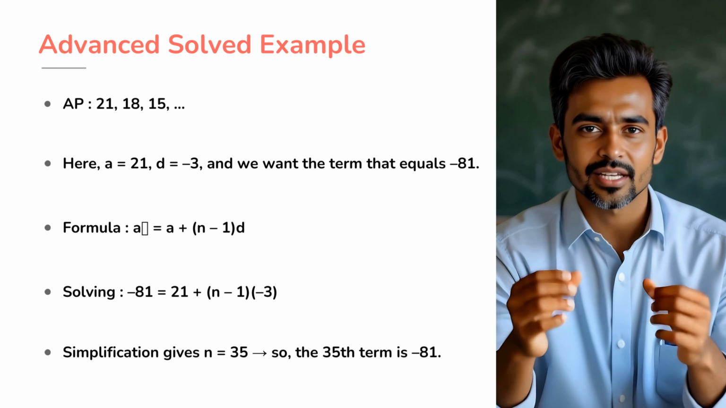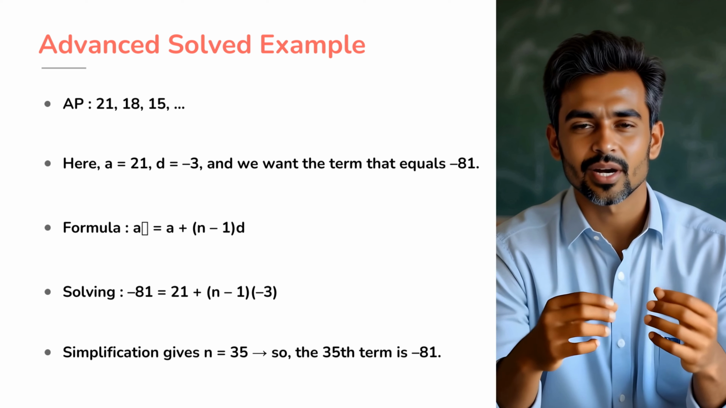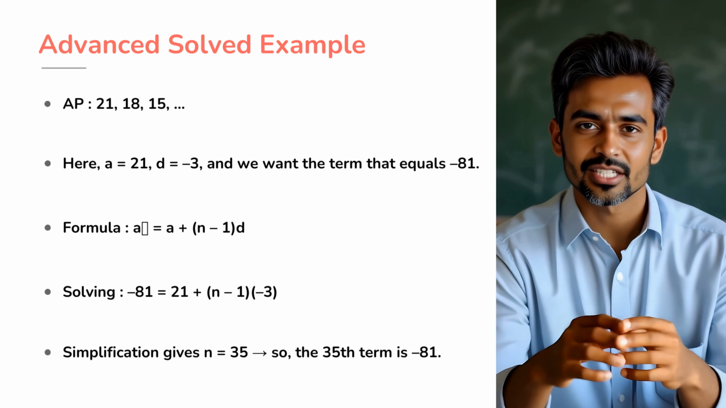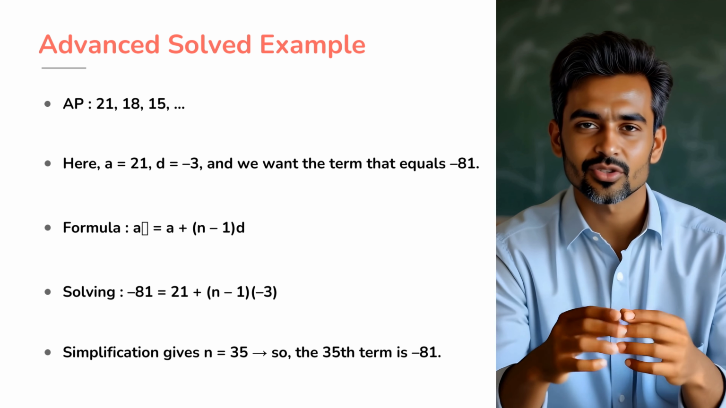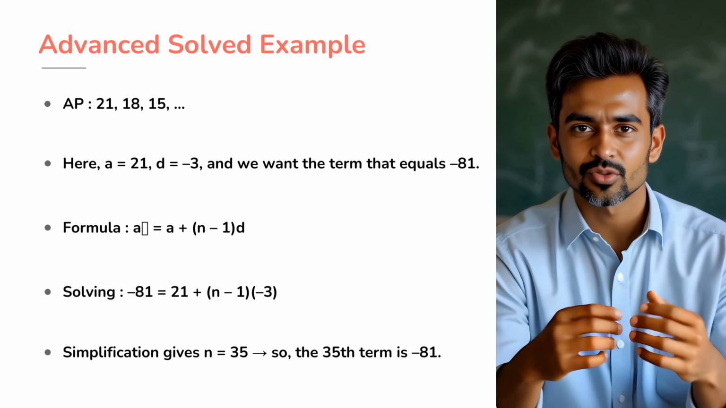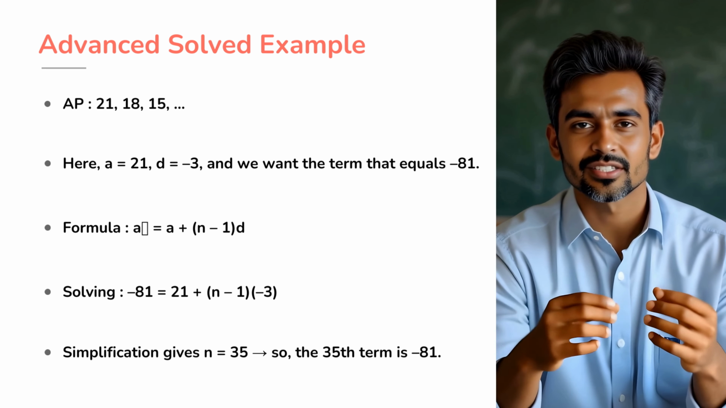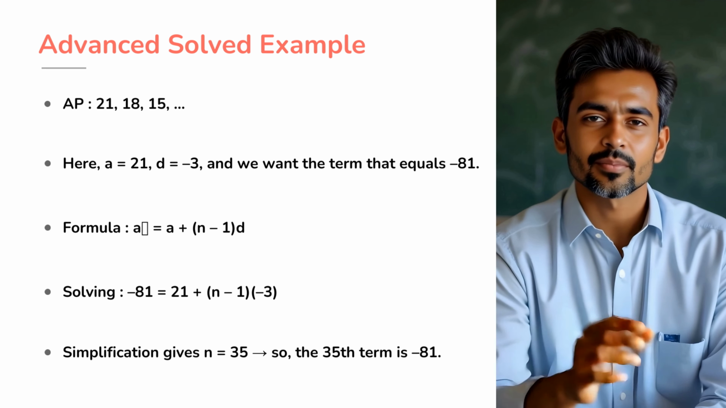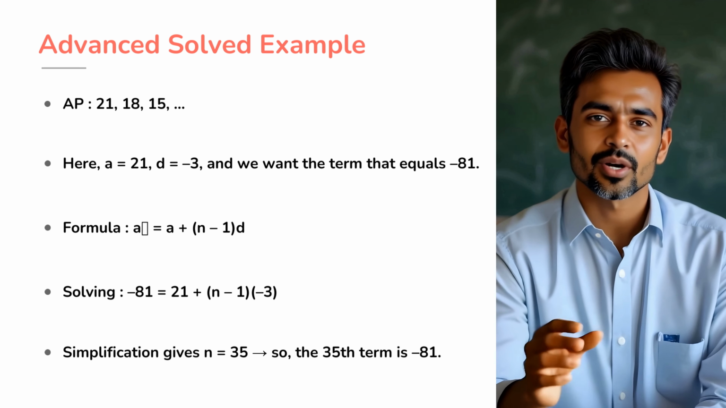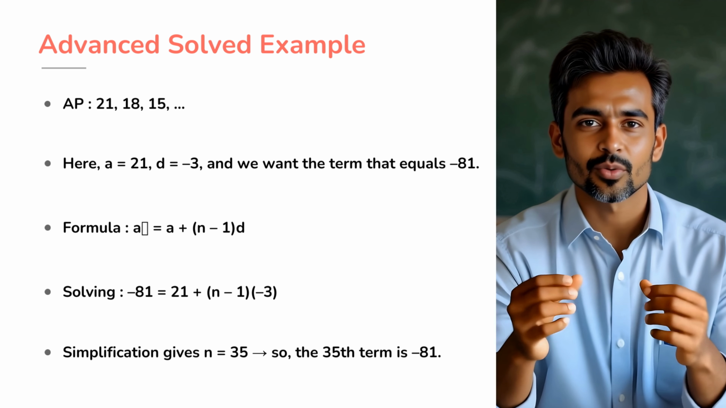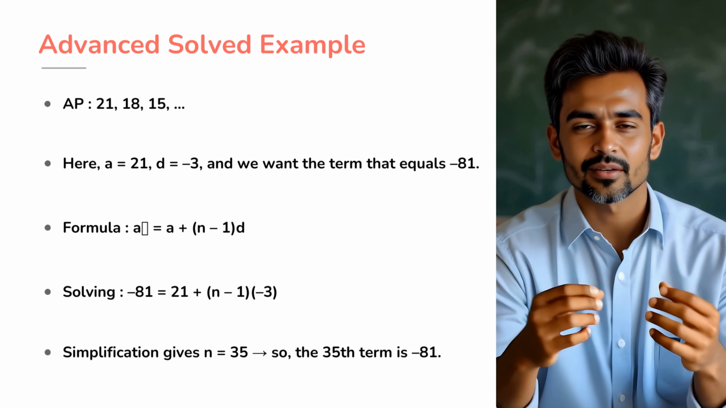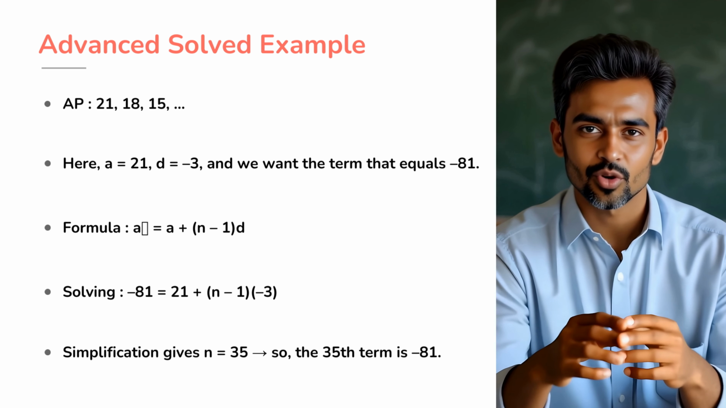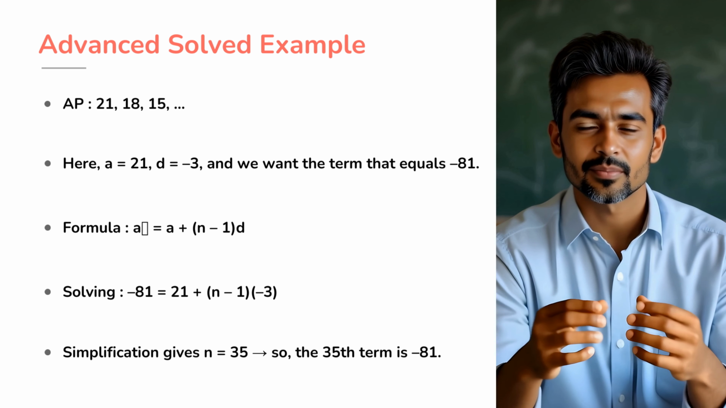Simplify it. Minus 81 equals 21 minus 3n plus 3. That means minus 81 equals 24 minus 3n. Rearranging, minus 105 equals minus 3n. So n equals 35. That means minus 81 is the 35th term of this sequence. Amazing, right? Even when the numbers get negative, the formula still works perfectly.